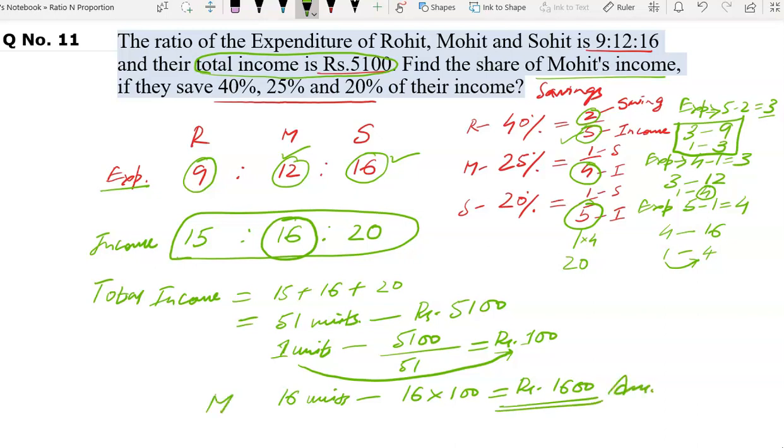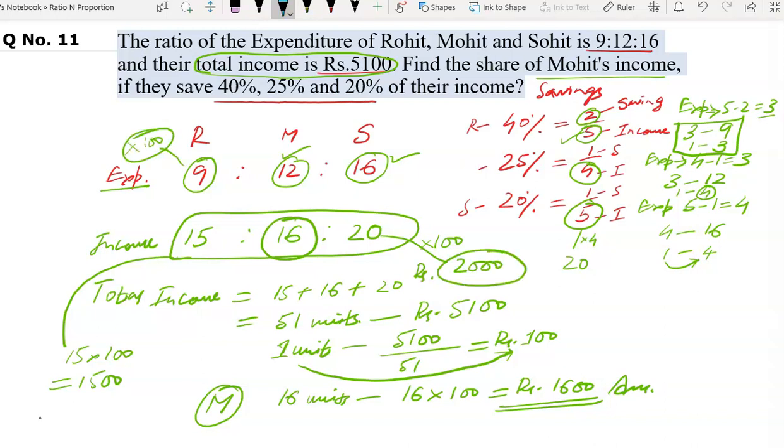This is for Mohit. In the same way, if we need to find out the income of Rohit, this will be 15 into 100, which is 1500. If we need to find the income of Sohit, it will be 20 into 100. 1 unit is 100, so 20 units will be 2000.